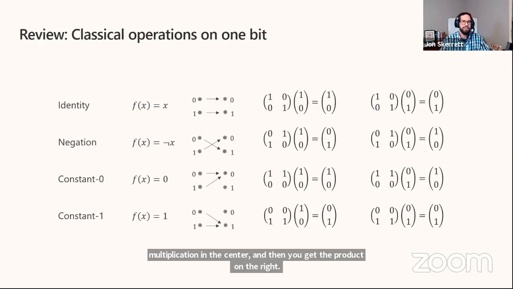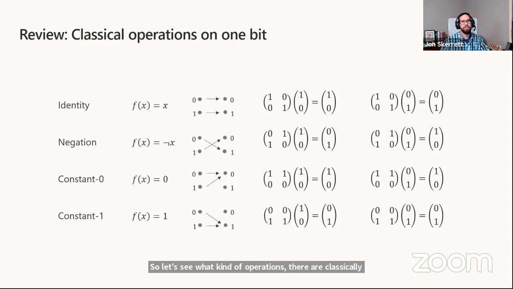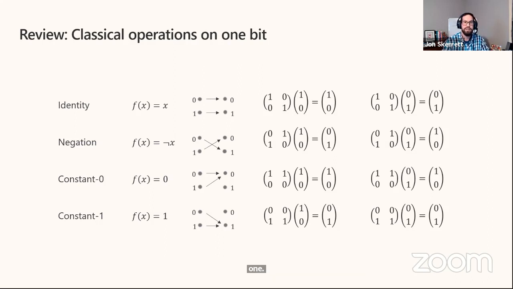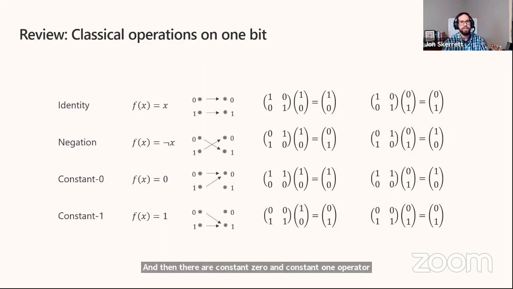So let's see what kind of operations there are classically and what operations there are quantumly, because there is not a one-to-one mapping. Classical operations on 1 bit, there are only 4 of them. There's the identity operation, which really doesn't do a whole lot, doesn't change the state of the bit at all. There's negation, which changes the bit to the opposite one. And then there are constant 0 and constant 1 operations that either always output 0 or always output 1, respectively. On the right side of the slide, you can see how we represent those operations.